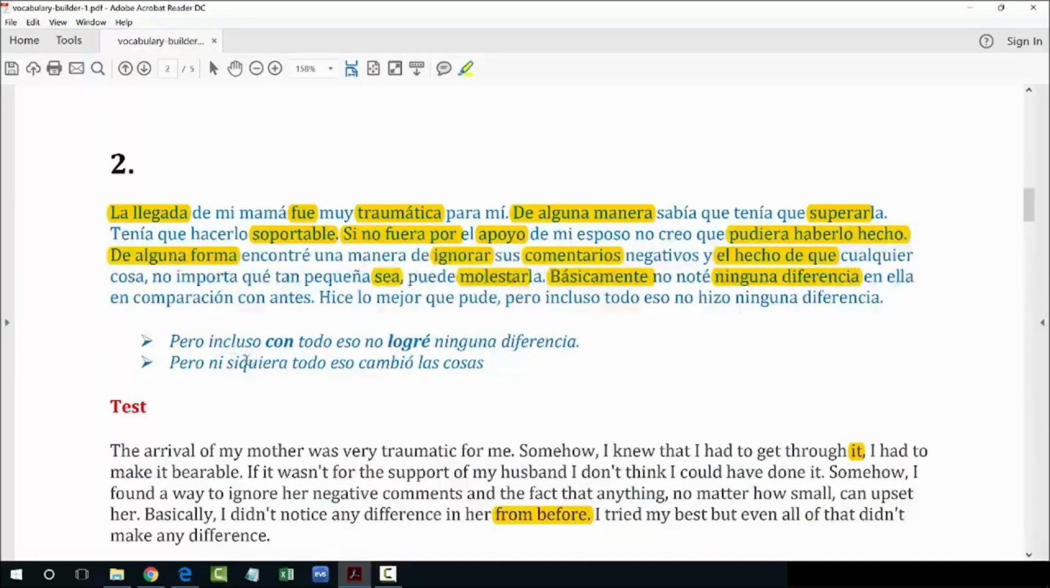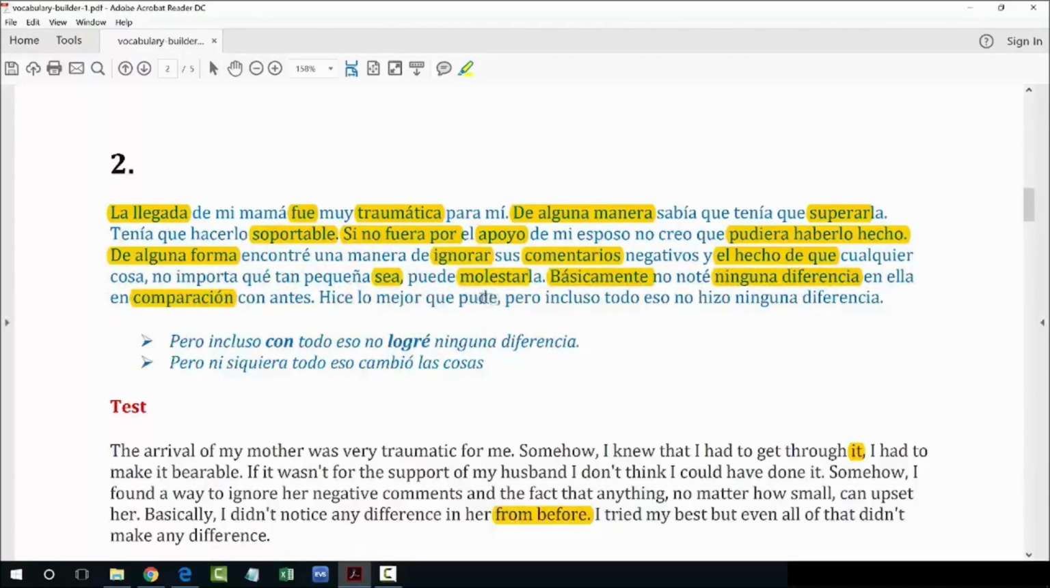Instead, the correct way is to extend it out. So in comparison with before, en comparación con antes. So this again is a noun, the comparison, comparación. We have finally, I tried my best, but even all of that didn't make any difference. So I tried my best. Hice lo mejor que pude.